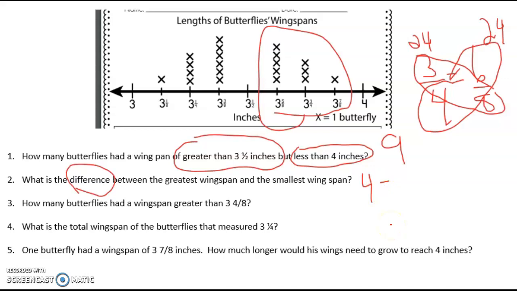Oh, wait a minute. Why am I writing 4? Well, why should I not be writing that? That's right, because there's no X's up there. There were no butterflies with a wingspan of 4. All right, so not 4. That's not the greatest wingspan because it never occurred. No butterflies had that. The greatest wingspan that occurred was 3 7/8. What's the difference between the greatest and the smallest?